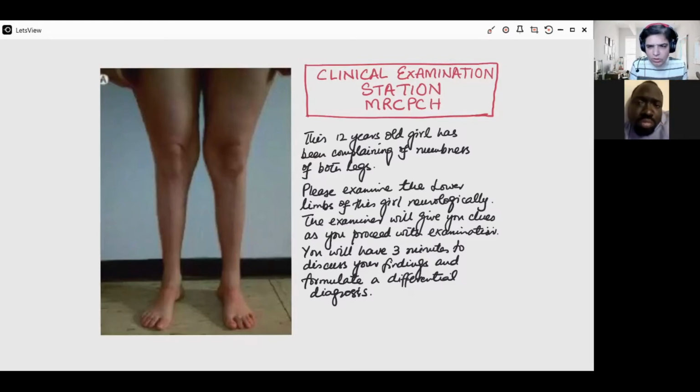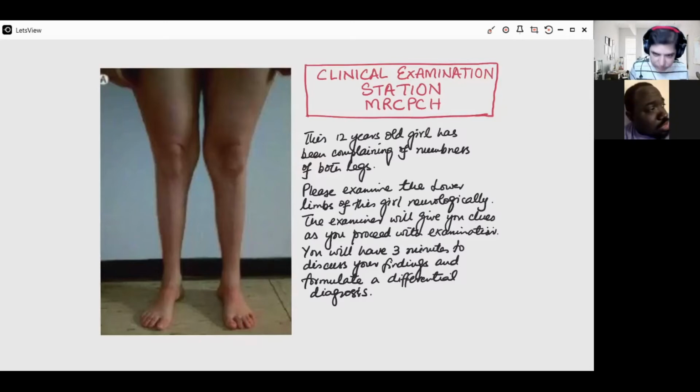And number three, a good test at this point would be screening by doing creatine kinase, CK levels. CK levels are usually elevated in muscular dystrophies and things like that. So this was all about the neurology station, and this was examination of the lower limbs. So this was my feedback. Let's move on to the next station.